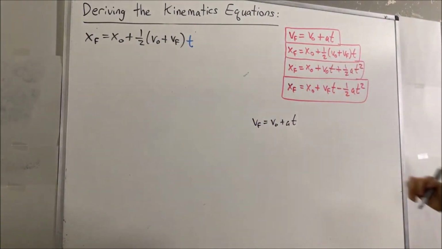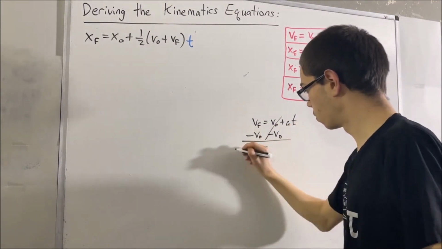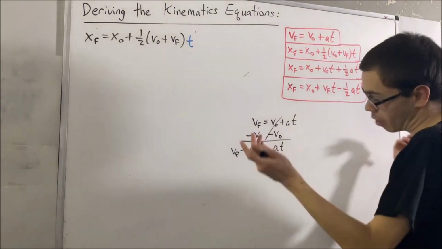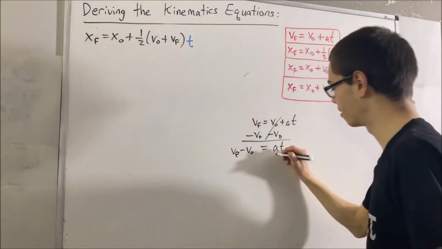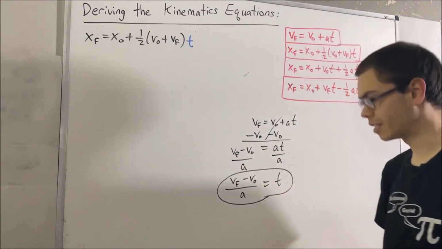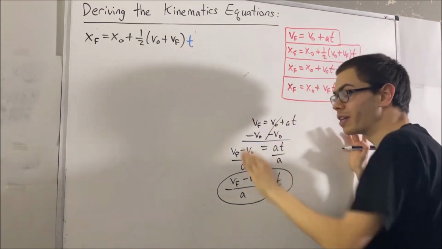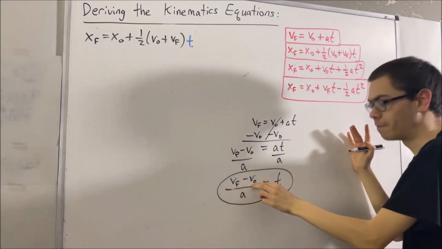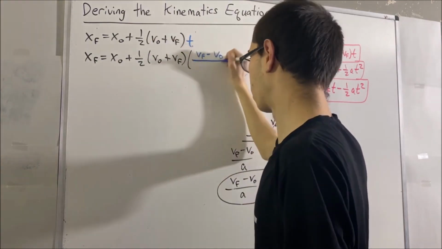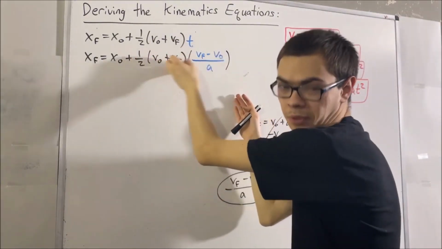So to algebraically solve for t, let's start by subtracting v naught to the other side. We're left with vf minus v naught equals at. Now all we have to do is divide a to the other side. And so just like that, we have algebraically solved for t. And so now all we're going to do is replace t with what it's equal to, right? vf minus v naught over a.